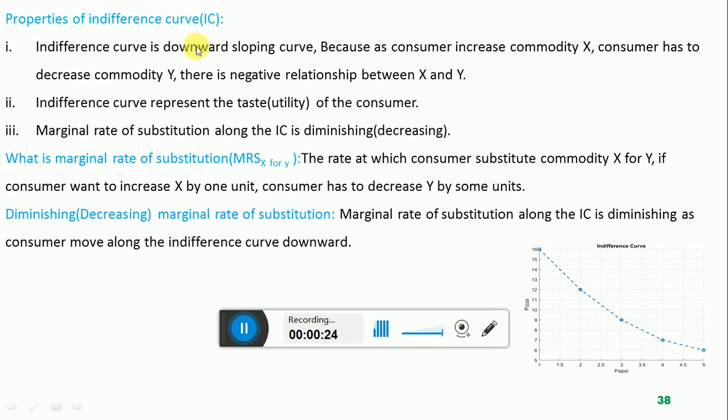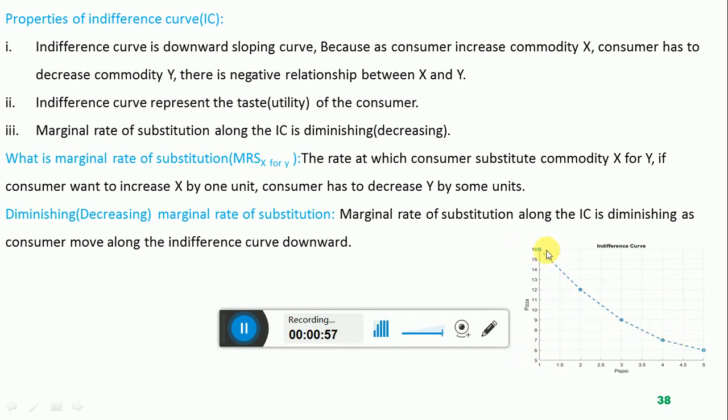The very first property is that the indifference curve is negatively sloped, because there is a negative relationship between x and y, where x is Pepsi and y is pizza. If the football player wants to increase Pepsi, he has to decrease pizza. The relationship between the two commodities is negative. That is why the graph is a downward sloping curve. This is very clear from this graph, which is convex to the origin and negatively sloped.